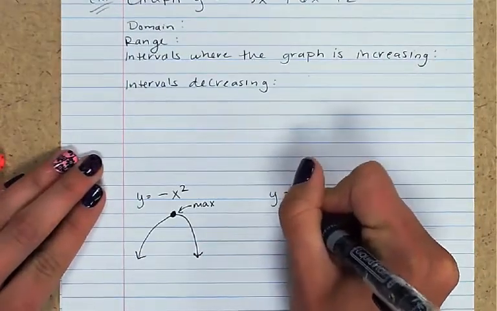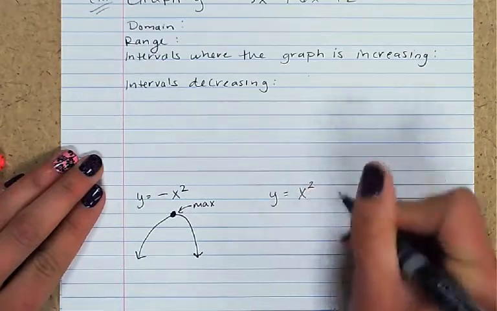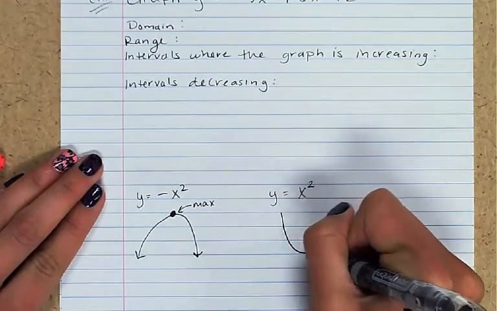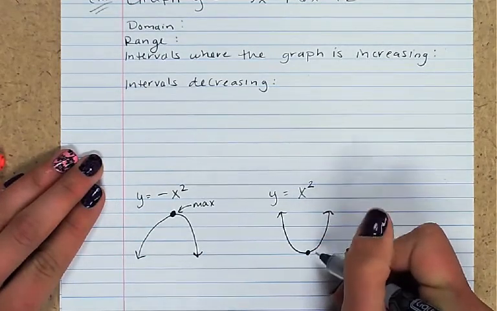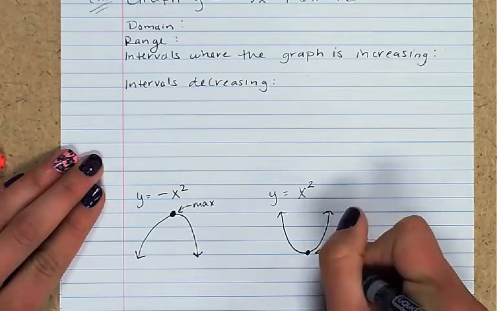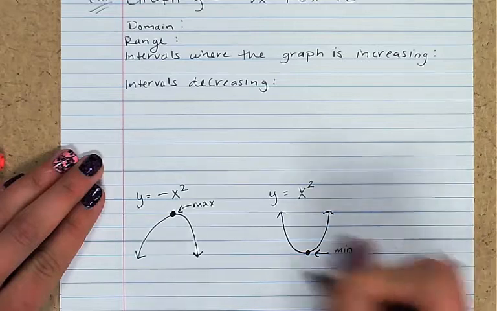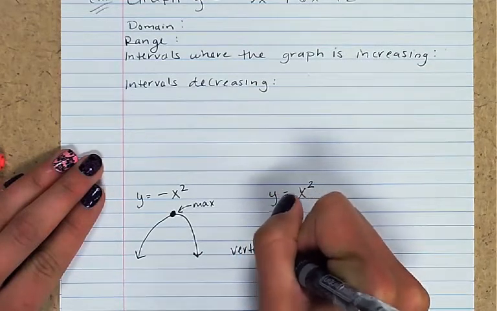Now, if the number in front of x squared is positive, you have a parabola that opens up. And so now your vertex is at the very, very bottom. So that's the lowest it goes, and that's the minimum. So again, those are the vertex.